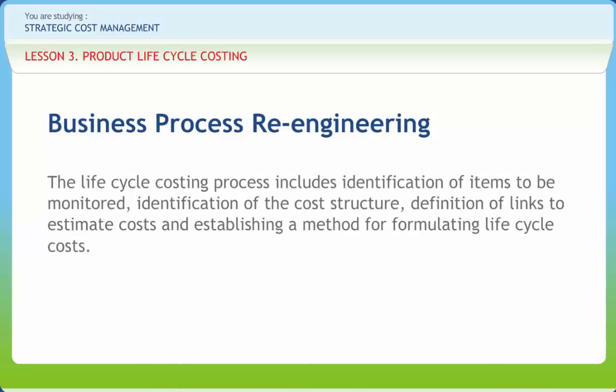The life cycle costing process includes identification of items to be monitored, identification of the cost structure, definition of links to estimate costs, and establishing a method for formulating life cycle costs. The cost items monitored include all costs incurred in relation to manufacturing of a product until its disposal at the end of its life cycle. The items should be structured so as to allow for identification of potential links between various items with a view to establishing optimal life cycle costs.